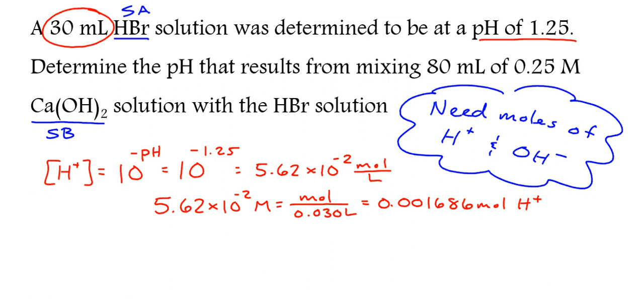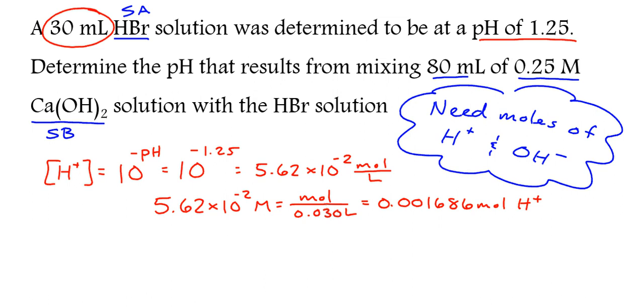So that gets me 0.001686 moles of H+. I'm going to start calling it H+ instead of HBr because it is a strong acid. Okay, let's take a look at our bases. So now we have 80 milliliters of 0.25 molarity. That's actually easier than the last part of our problem with our acid because we already have molarity and we have our volume.